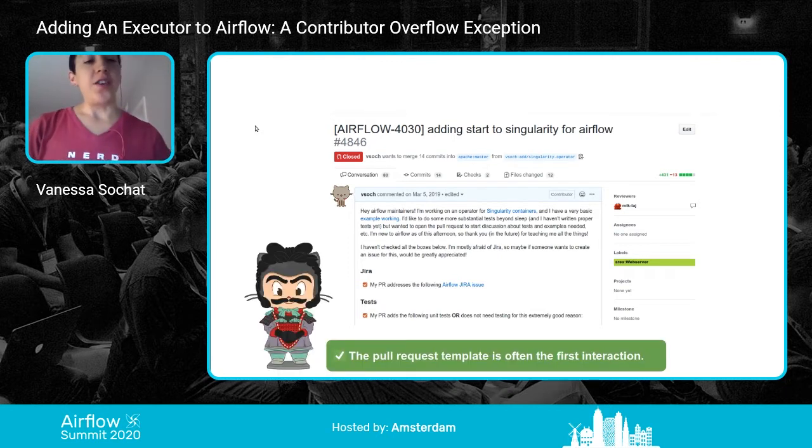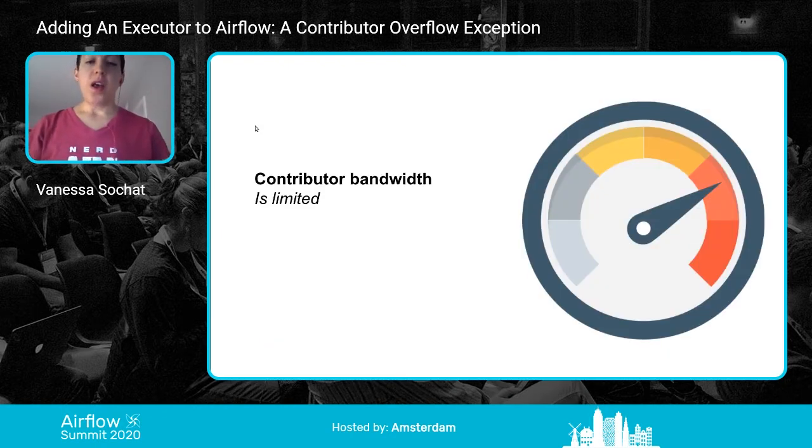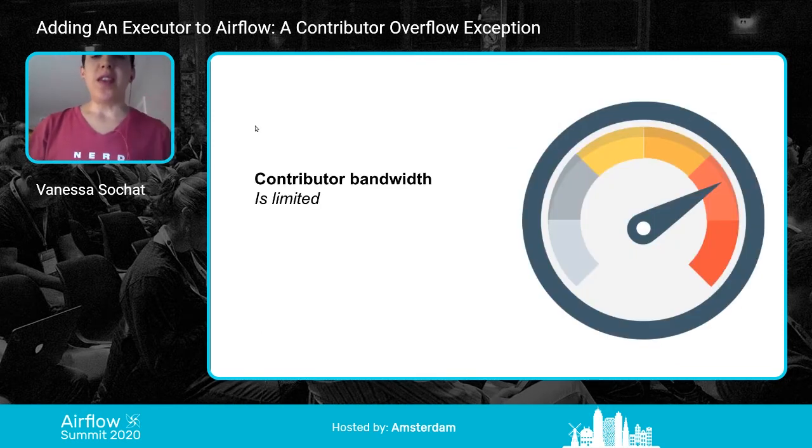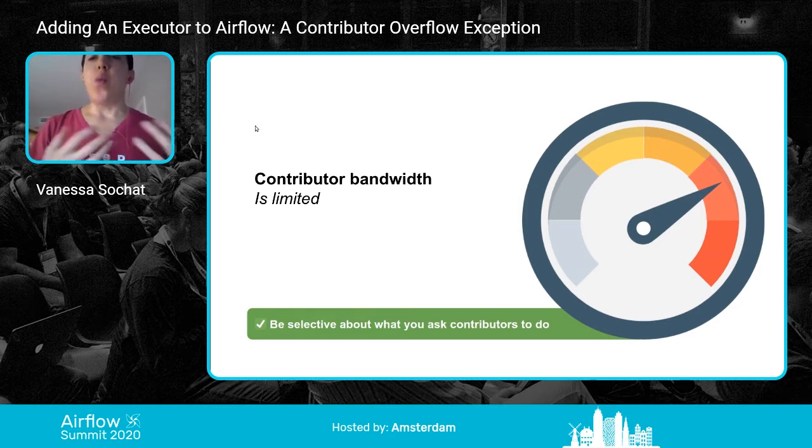So this is Grandfather Octocat. Grandfather Octocat is going to jump in every once in a while and give us a good open source tip. So Grandfather Octocat says the pull request template is often the first interaction, and he is totally right. This was the first time that Pushinicat stopped and said, oh, I should look at how to do this on Jira, and I should look at how to do this on testing. What you wouldn't want to do is have a list of 10,000 things in this pull request template because it might overwhelm the contributor. Because contributor bandwidth is limited, you really want to be selective about what you ask contributors to do in this first interaction.